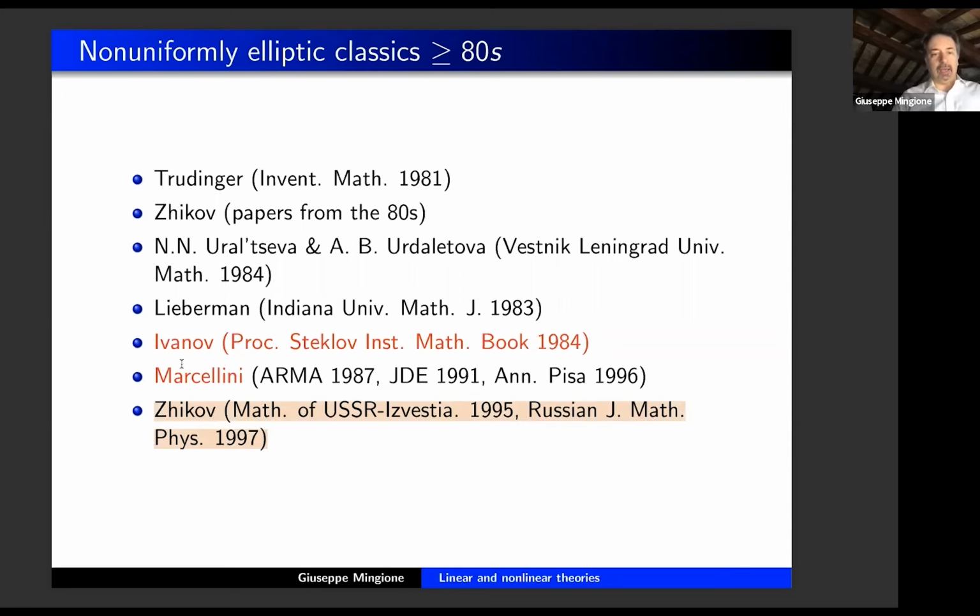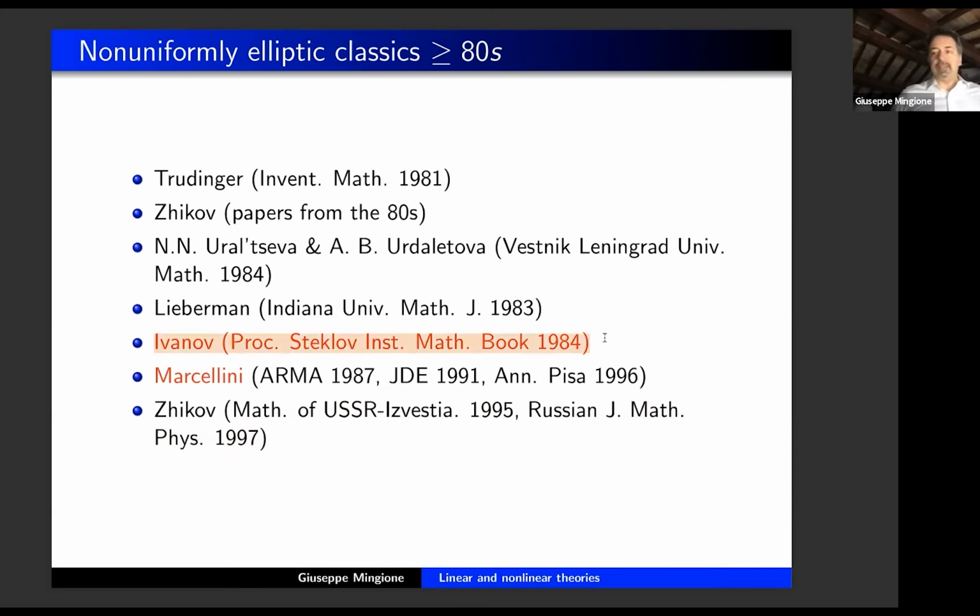And there's a monograph by Ivanov where there is an account of nonlinear non-uniformly elliptic literature up to the 80s. And this was especially developed in the St. Petersburg school. And then there are these pioneering papers by Marcellini, where he proved at length some striking estimates in the variational setting for these non-uniformly elliptic problems.